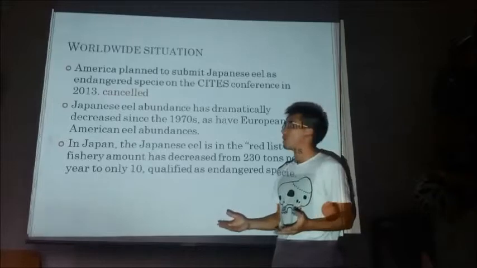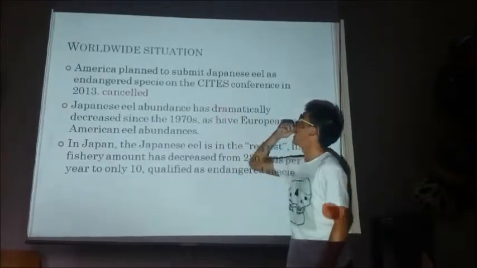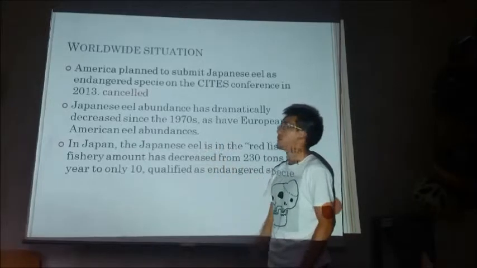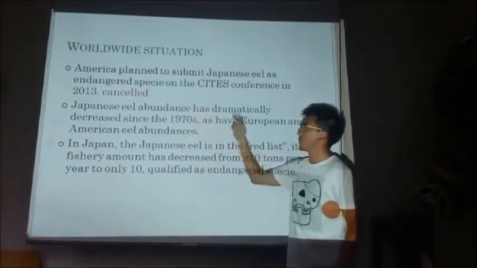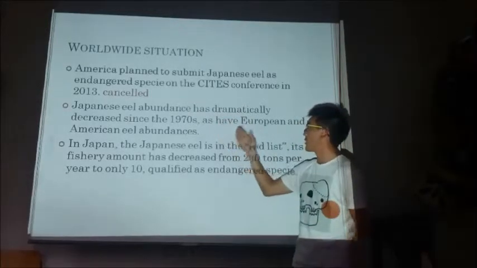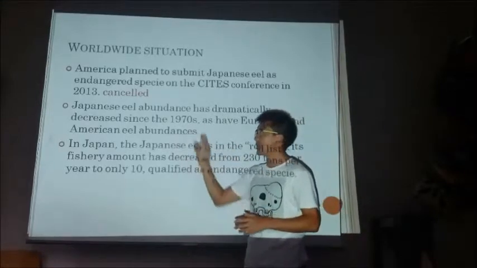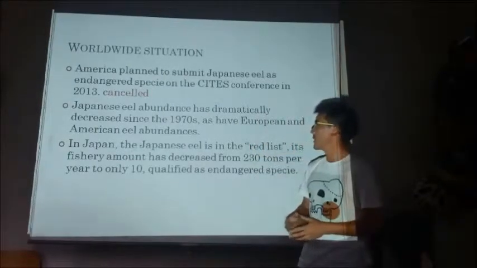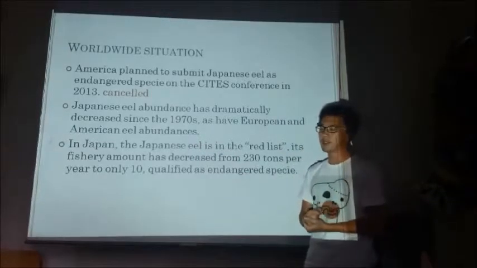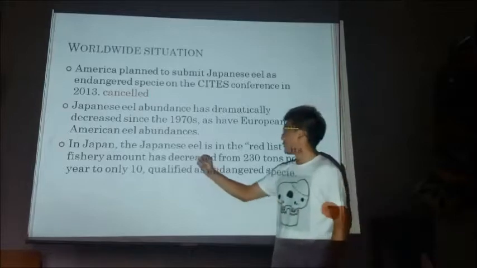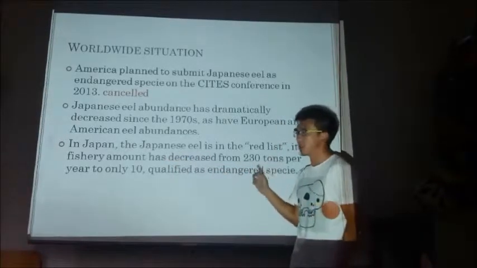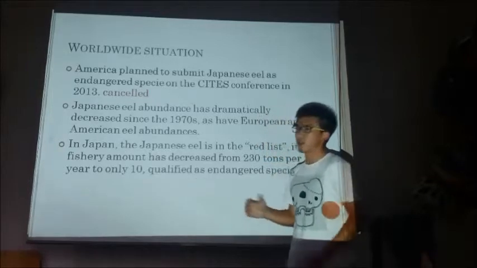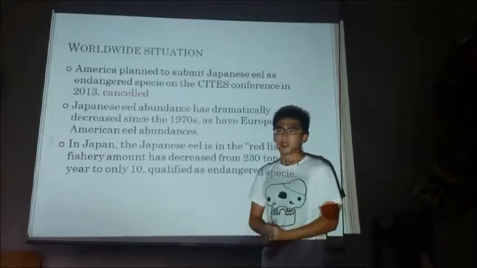And how about what happens worldwide? In America, they planned to submit the Japanese eel as an endangered species in CITES in the year 2013. Well, they didn't submit it. Japanese eel abundance has decreased since the 1970s, and this also happened to the European eels and American eels. They all decreased in the 1970s since we began to greatly harvest them. In Japan, the Japanese eel is on what they call the red list. That is the endangered species, because in the 1970s they got 230 tons per year, but now, in the year 2013, we only got 10 tons per year, and that is the qualification of an endangered species. And maybe later we'll get less and less and no more.